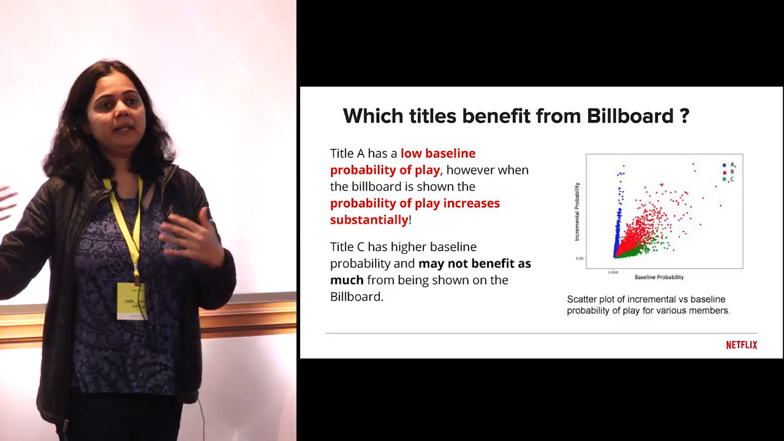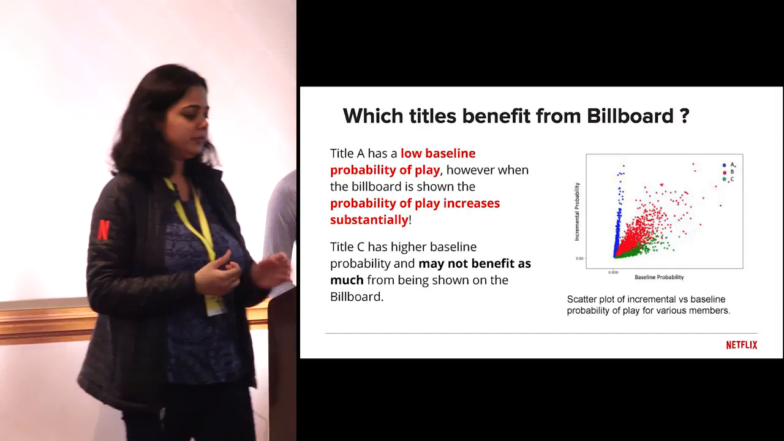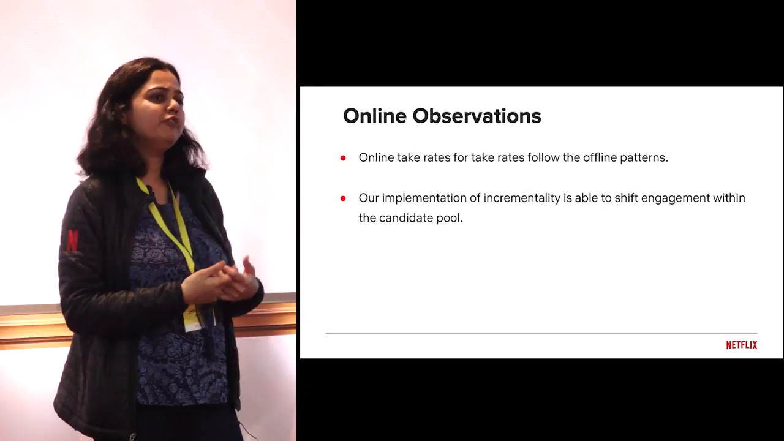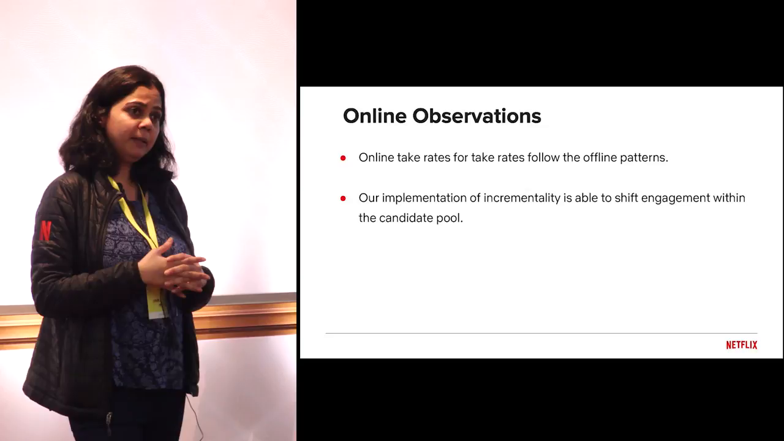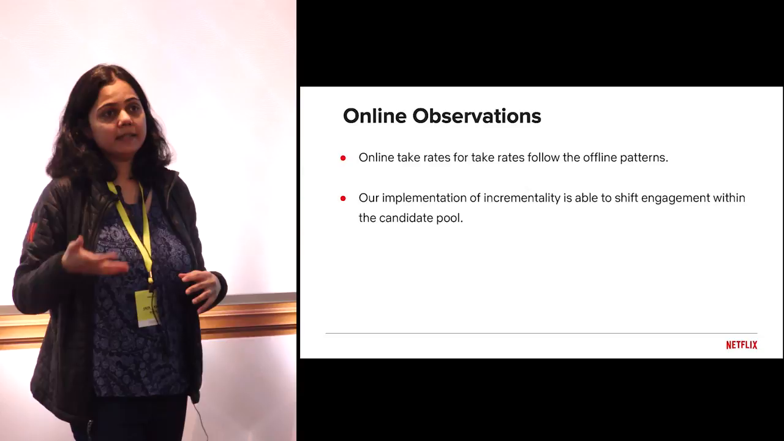So definitely, title C doesn't benefit from being shown on the billboard, whereas title A does benefit from being shown on the billboard. We also did an online comparison of these two policies, and what we saw online was that the replay take rates definitely follow the patterns that we had seen offline. And our implementation of incrementality, the way we defined it over here, is able to shift the engagement within the candidate pool from a very popular title to some of the lesser known titles in the candidate pool.